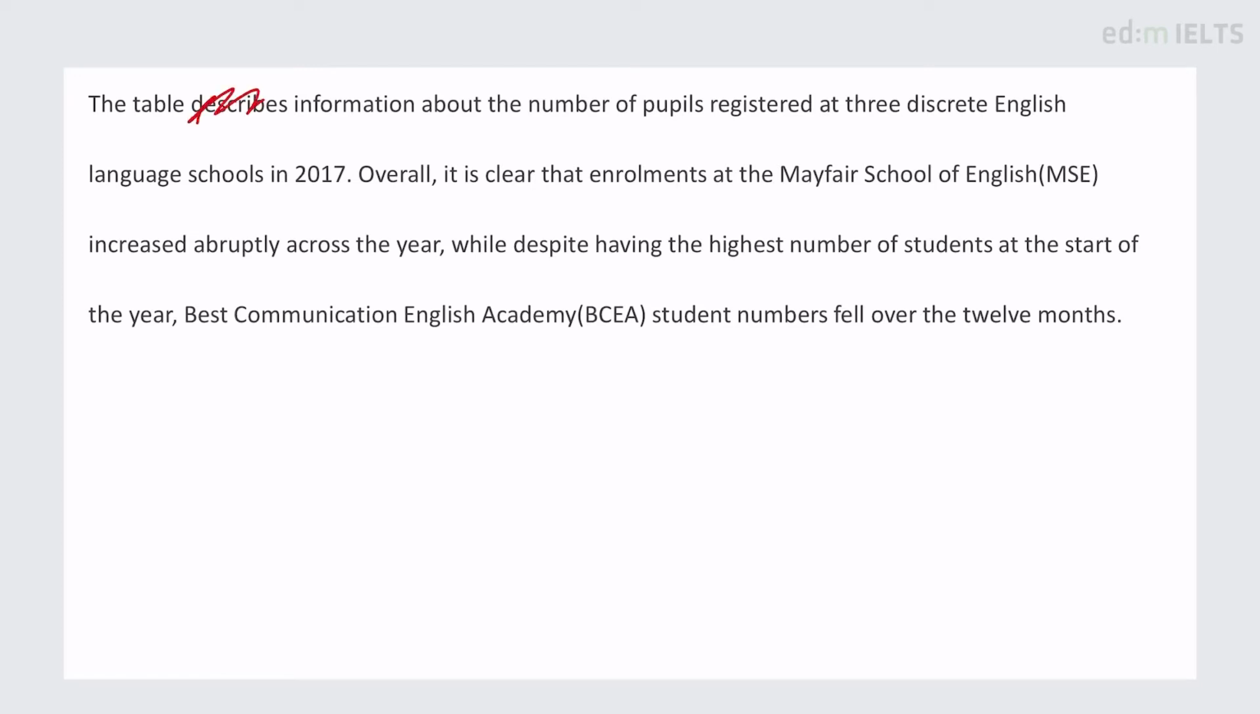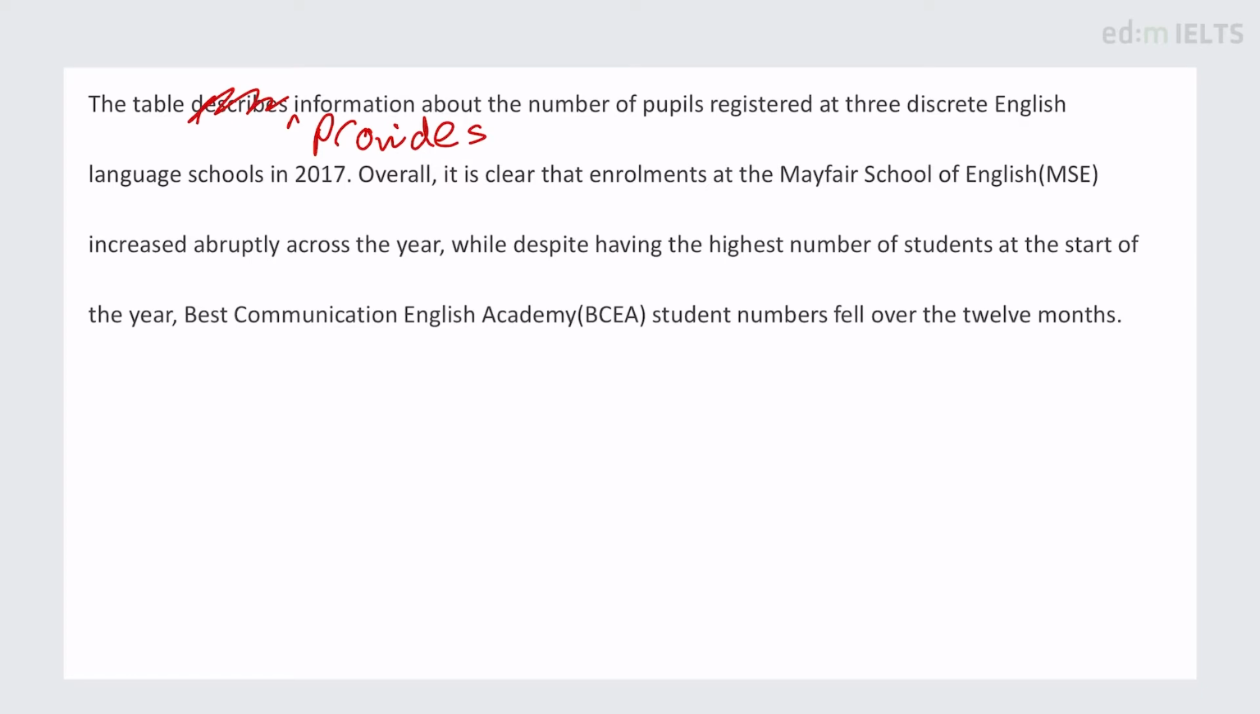Okay, so a table doesn't describe. Describe is give information about something. Like if I describe my father, I say what he looks like. If I describe the weather, I give some detail about what the weather is like. So description is saying what something is like. We're not saying what the information is like, we're just giving information. So the table provides information about the number of pupils.